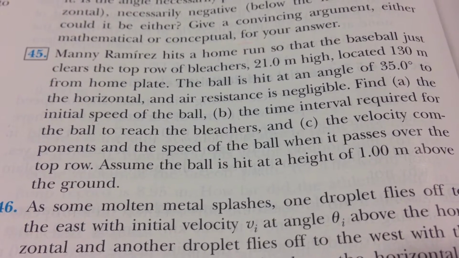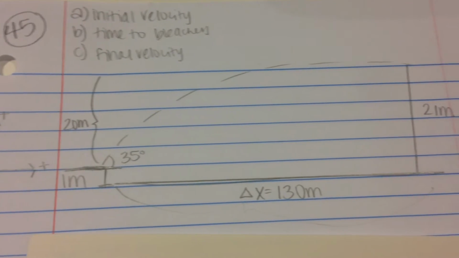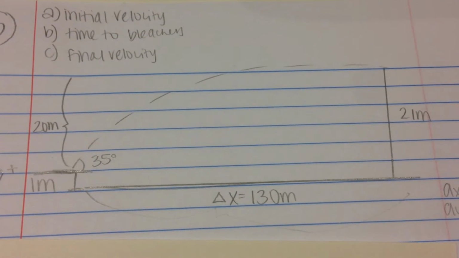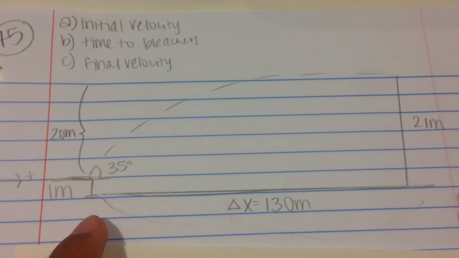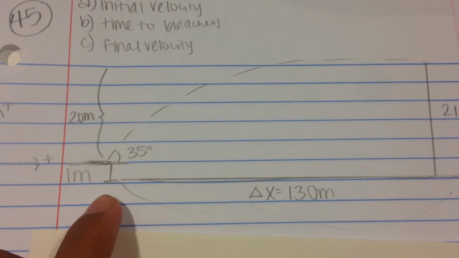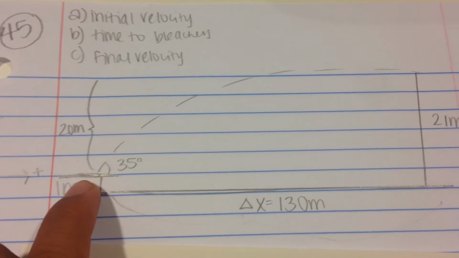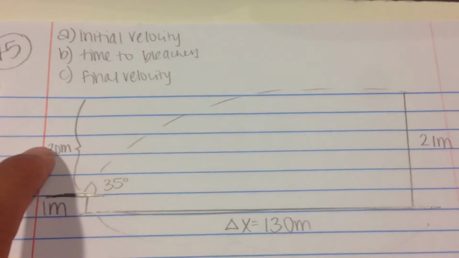So the first thing we're going to do is draw a picture. So here's the picture I drew. It's pretty simple. It shows that right is going to be our positive direction and up is going to be our positive direction as well. The distance it travels in the x direction is 130 meters. And because, as it said at the end of the problem, we're assuming the ball is hit 1 meter above the ground, it starts up there and travels up there, and that distance is really only 20 meters.